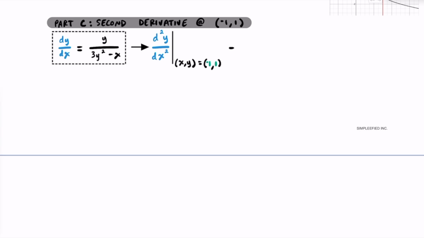We're going to need to apply the quotient rule here. So notice that we have a quotient: a numerator of y, and a denominator of 3y squared minus x. To start, I'm going to take this denominator function and multiply it by the derivative of the numerator function. So I'm going to keep this in parentheses and say it's going to be 3y to the second power minus x.